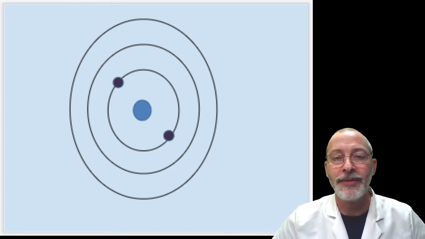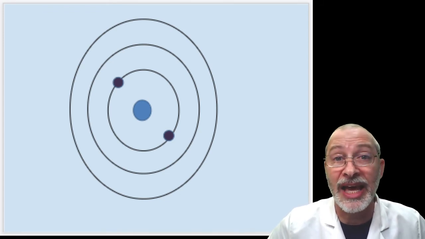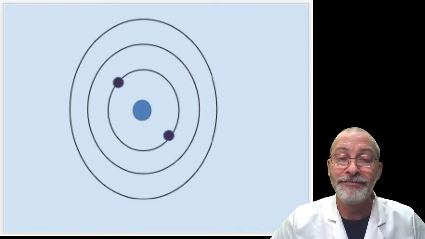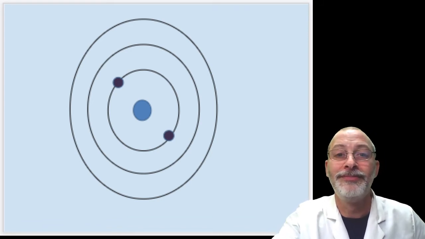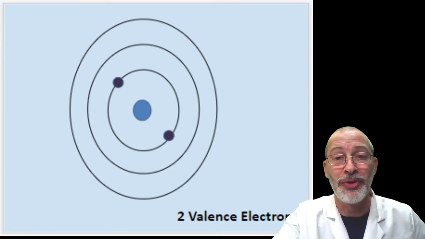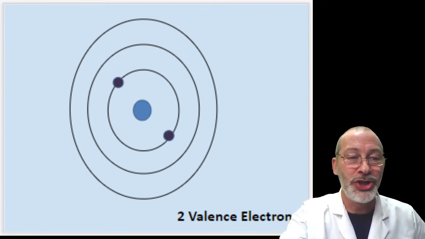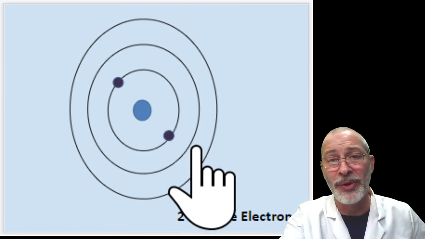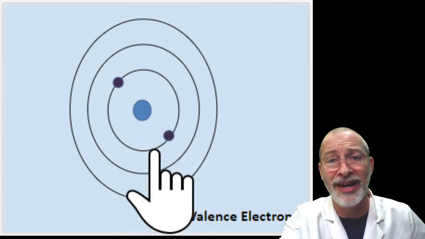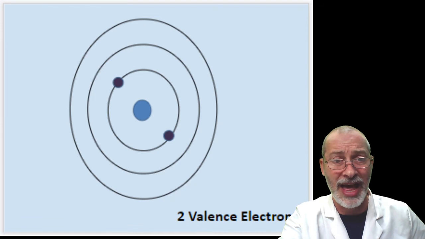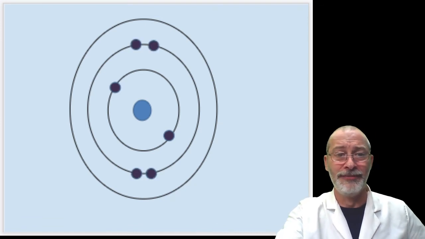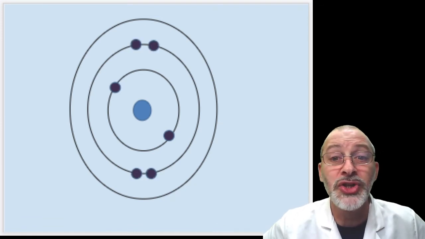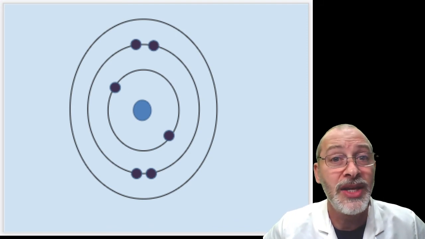2 is correct. How many valence electrons are there? 2 is correct. The outermost energy level here is only the first energy level because there are no electrons any further out than that. And there are 2 electrons in that outermost energy level. Next one. What is the total number of electrons here?